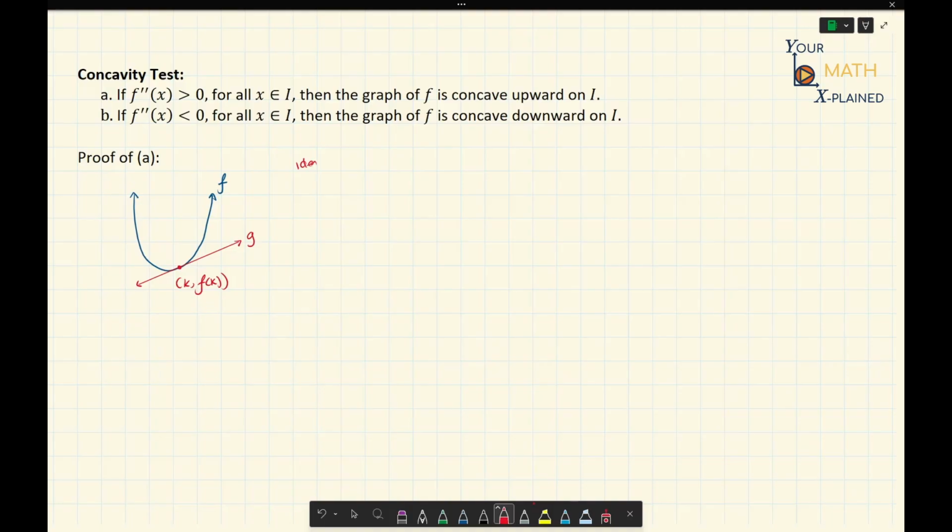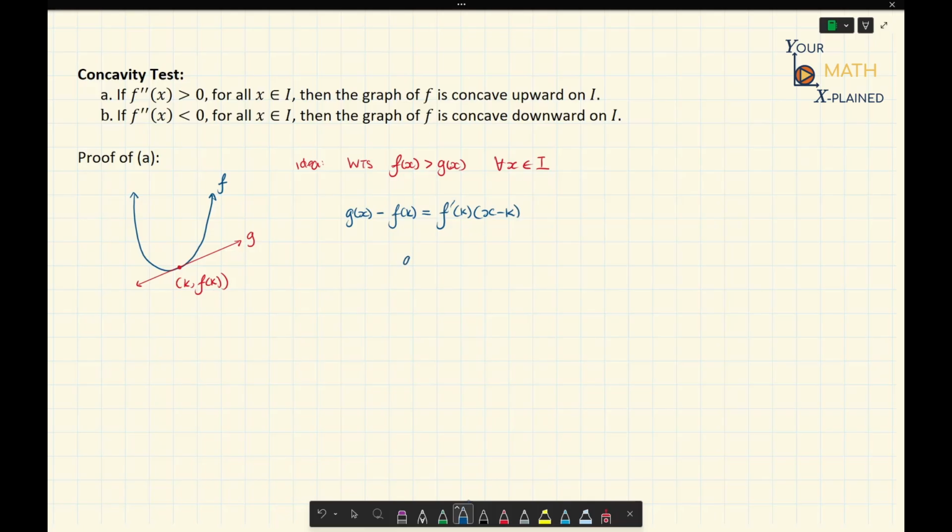So the idea here is we want to show that f of x is greater than g of x for all x on our interval I. The first thing we're going to do is write down an equation for g of x, and we're going to do that using our point-slope form. So we get g of x minus the y value of that point, which is f of k, is going to be equal to the slope, which is going to be f prime of k, times x minus k.